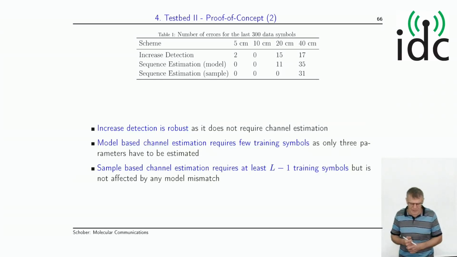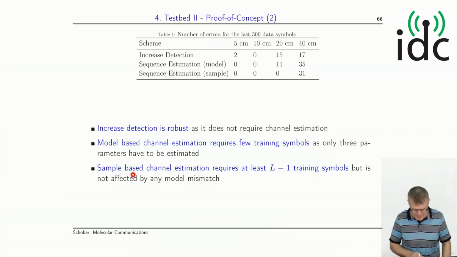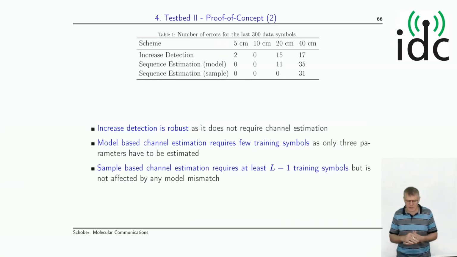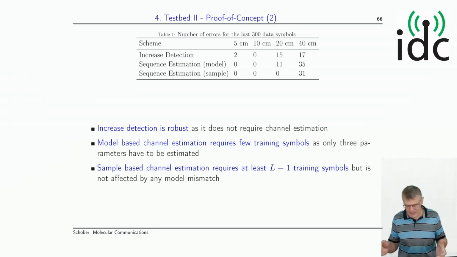And then we compared this with 2 sequence estimation schemes. So for sequence estimation, you need to know the channel impulse response, so you need to estimate it, and we estimated it either based on our model, right, that we presented before. So we just had to estimate 2 or 3 parameters, right? So we only needed very few training samples. And we also estimated the channel impulse response with a sample-based scheme, right? So this is the regular estimation scheme that is also used for wireless communication, so sort of a least square error scheme. And in this case, you need at least L-1 training symbols, where L is the length of the impulse response, right? So there we needed much more training symbols compared to the model-based scheme.